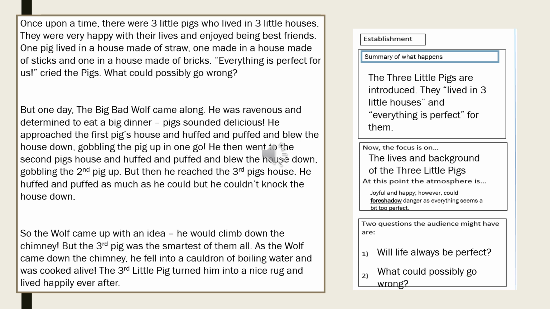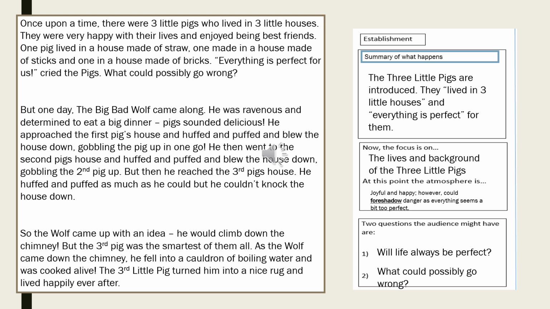Well, if we just summarise what happens, the three little pigs are introduced, they lived in three little houses and everything is perfect for them. That just summarises the story. But let's think, what's the focus on? Well, the focus is on the lives and background of the three little pigs. And at this point, the atmosphere is joyful and happy. However, it could foreshadow danger as everything seems a bit too perfect.